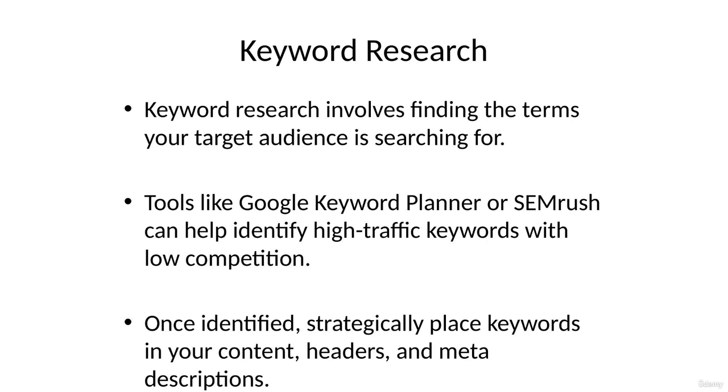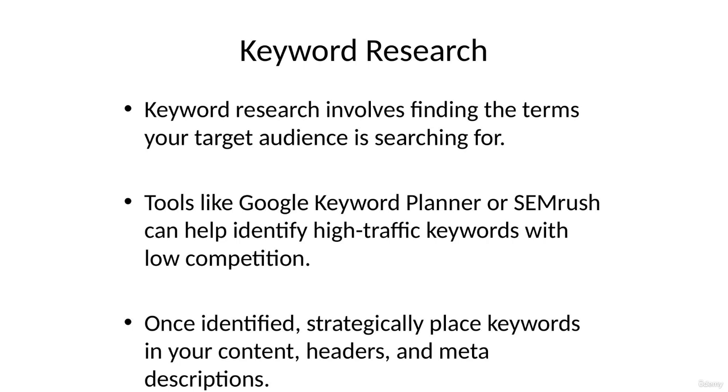When optimizing your website content, it's crucial to use keywords strategically. Place your primary keyword in the title of your page or blog post, within the first 100 words of the content, and in headings throughout the page.